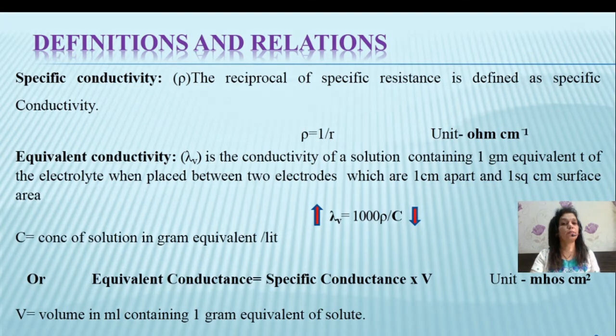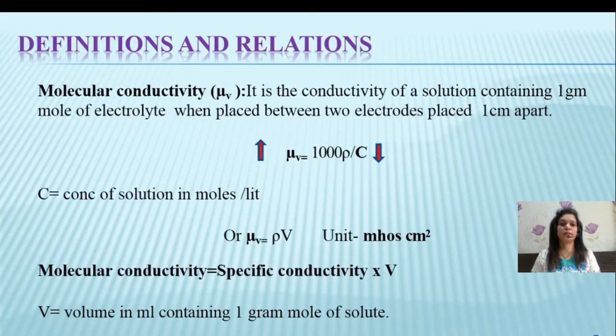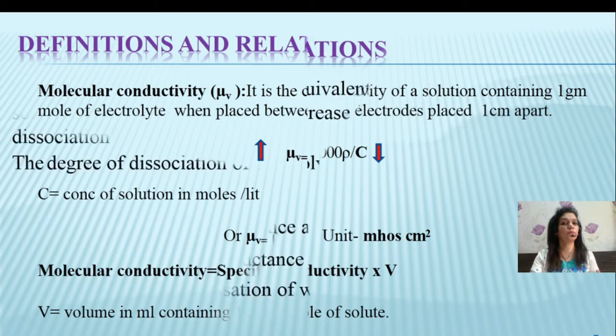Or we can measure equivalent conductance by knowing specific conductance multiplied by V, where volume is expressed in 1 gram equivalent of a solute. Molecular conductivity, mu V, is the conductivity of a solution when 1 mole of an electrolyte is placed between two electrodes which are 1 centimeter apart and having 1 square centimeter area. Mu V equal to 1000 rho upon C, where molecular conductivity increases with decrease in concentration, where concentration is expressed in moles per liter. We can calculate molecular conductivity by knowing specific conductivity multiplied by V, where volume V is expressed in 1 gram mole of a solute.